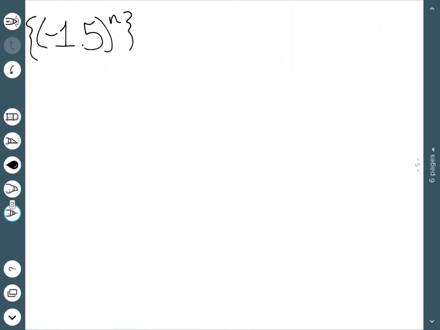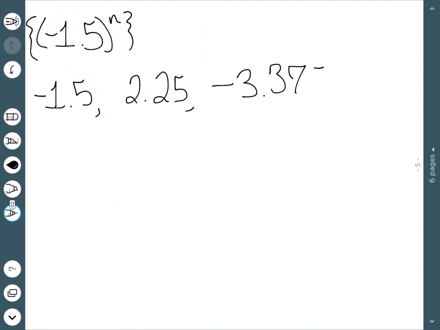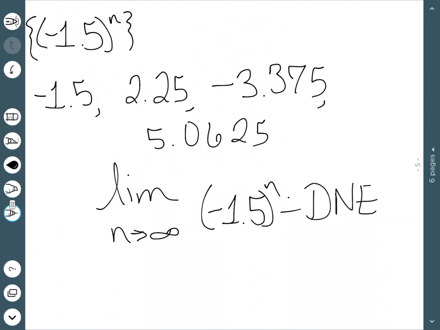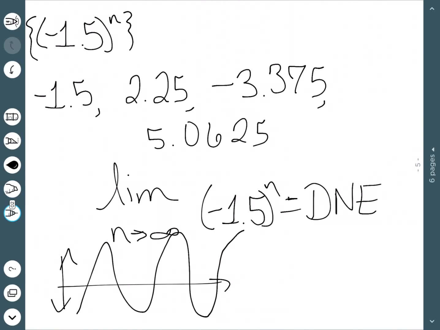What if we introduce the negative sign? Well, then the first term is negative 1.5, positive 2.25, negative 3.375, positive 5.0625. And so my limit, before it was infinity, but it's no longer even that. Now it just flat out does not exist. It's oscillating, and this time instead of getting closer and closer to 0, I'm making these bigger and bigger jumps. So this doesn't exist.